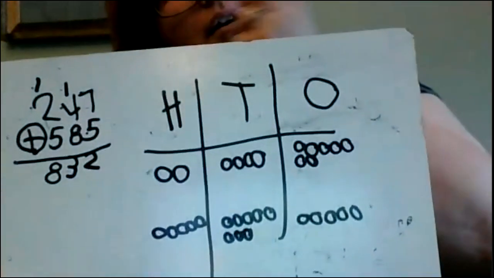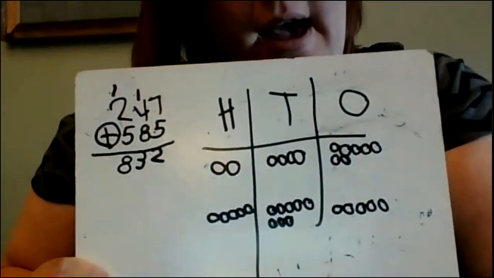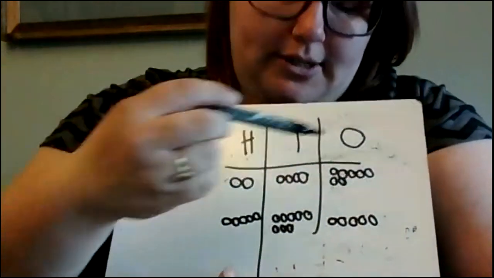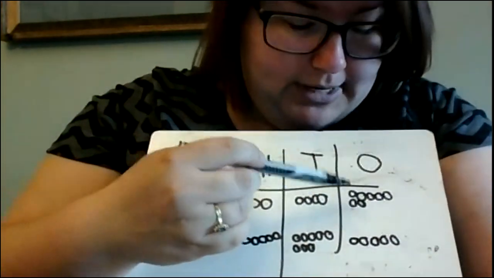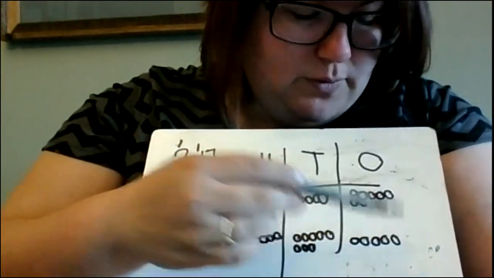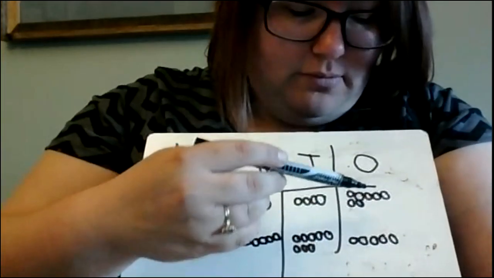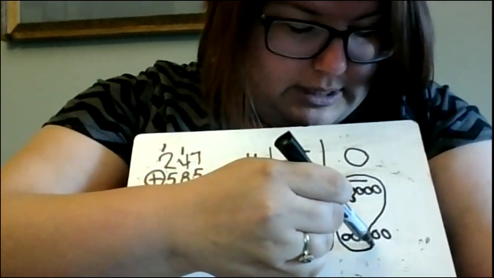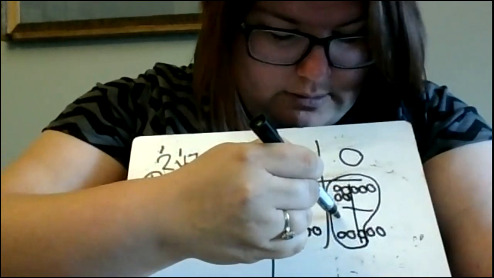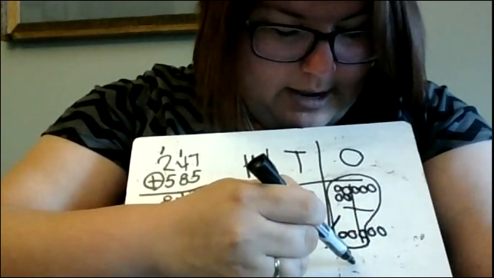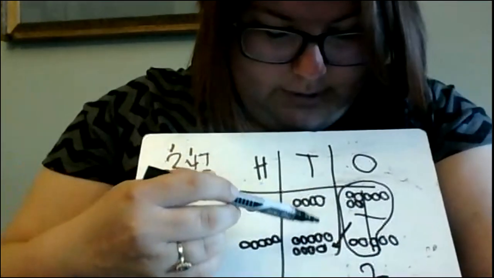So I have all of my pictures to show this. I'm going to do the same process and check with my pictures. We start in our ones place. I have 1, 2, 3, 4, 5, 6, 7, 8, 9, 10, 11, 12. So far I'm right. Ooh, but 12, I know I need to bundle and bring it over. I have 2 left.